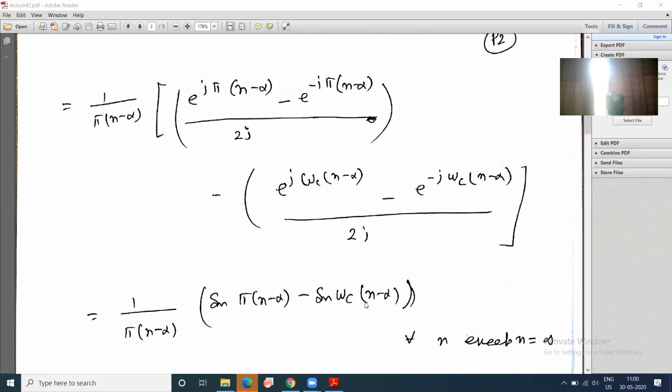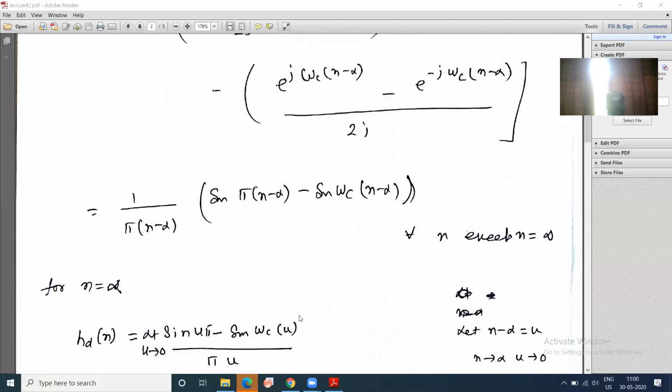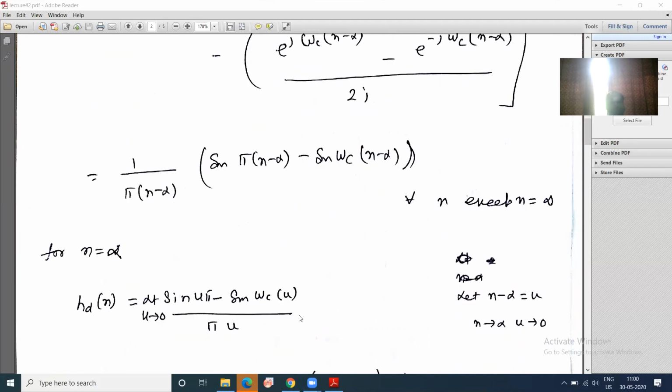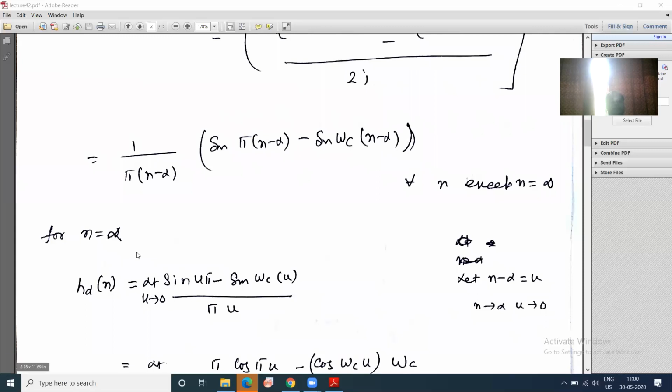If I put n equal to alpha, this becomes 0, this becomes 0. So it is 0 by 0. If it is 0 by 0, then for that particular case it will not be valid. In such a case, you have to apply L'Hospital rule. Then I assume that for n equal to alpha, this is undefined. Therefore, what we will do, we will assume n minus alpha.